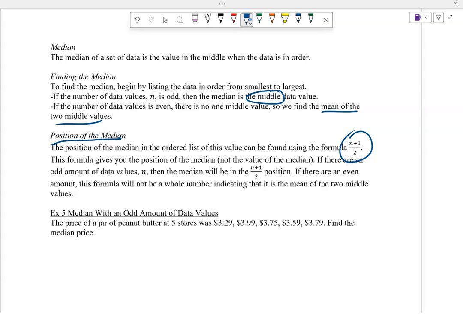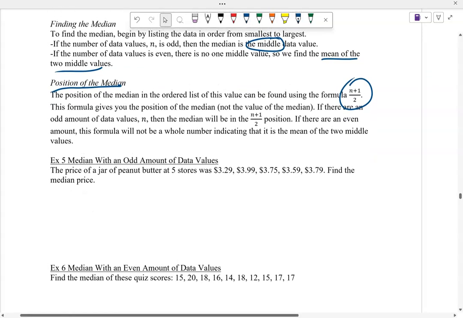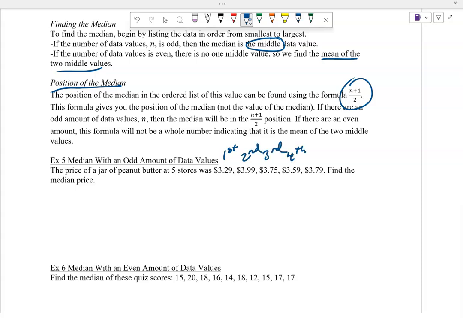It's in that position. In fact, if you want to find the position, this is the first position, second, third, fourth, fifth position, right? Where's the position of it? Well, you could probably see it. It's right there in the middle of that third position. But if you wanted to figure it out, there's 5 of these numbers, so it's going to be the third one. I have 3.29, 3.99, 3.75. There's the middle right there. It's in the third position.